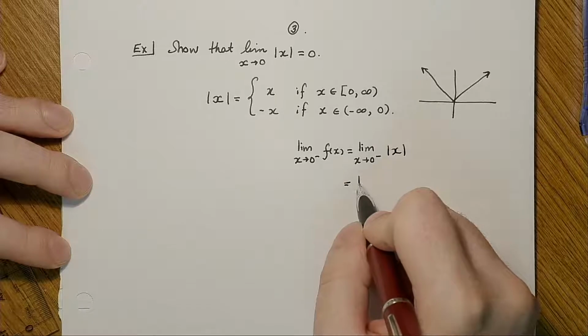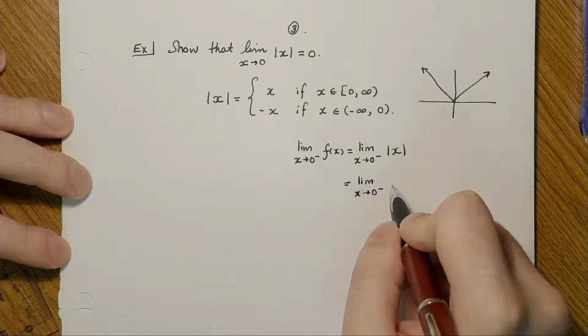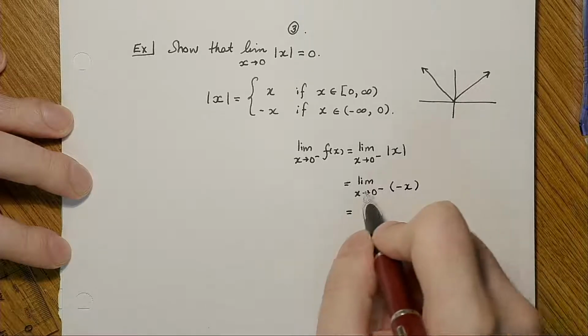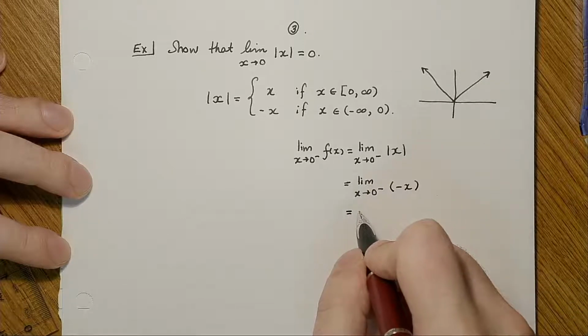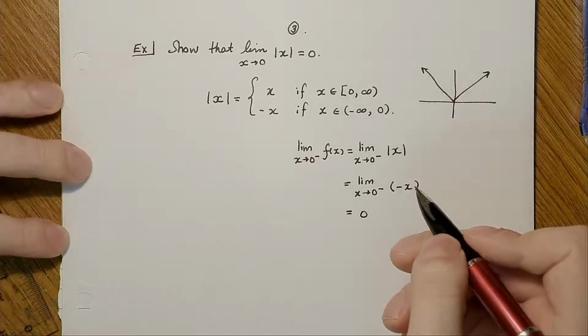Okay, now we have to apply our function. And we can just plug in our 0 in this case, so that limit is equal to 0. So we have this on the left-hand side.